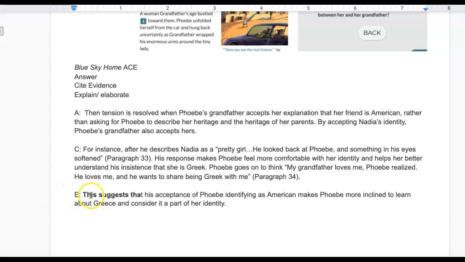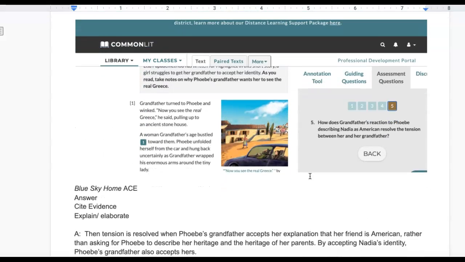E, this suggests that his acceptance of Phoebe identifying as American makes Phoebe more inclined to learn about Greece and consider it a part of her identity. And that is how you ace the question.